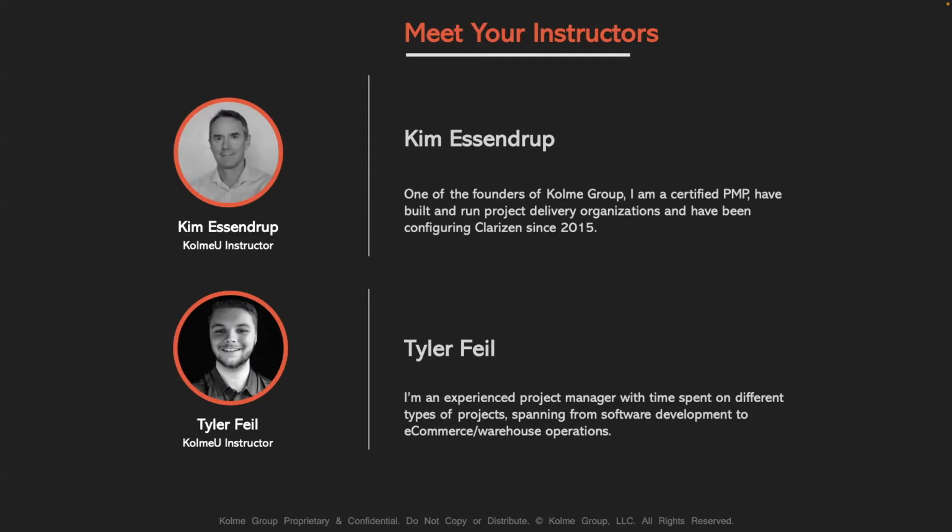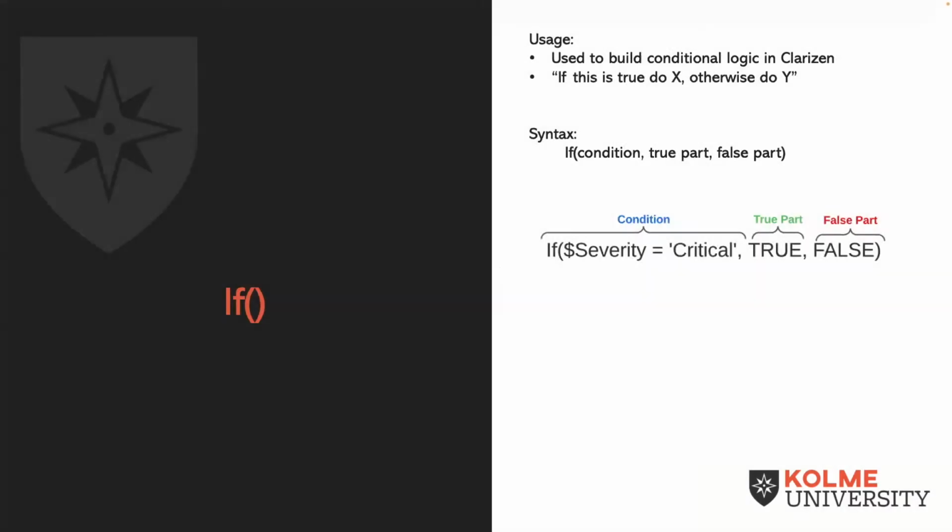All right, Tyler, what function are we going to look at today? So we're going to look at the if function. What can you tell us about if, Tyler? So this function is used when you want to give Clarizen a conditional command, wherein you're essentially telling Clarizen, if this is true, do X, or otherwise do Y.